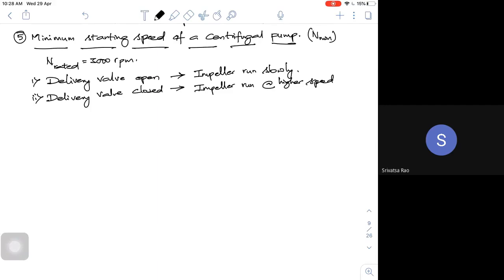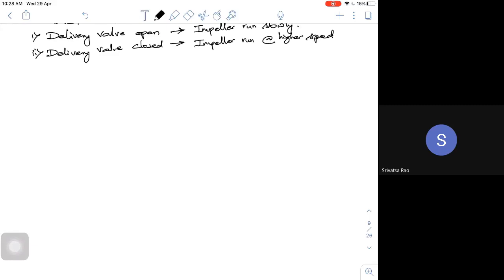So under this, we have to derive what is the expression for it and what is the speed. So we'll take up the manometric head. So if you write the manometric head, what is the expression?